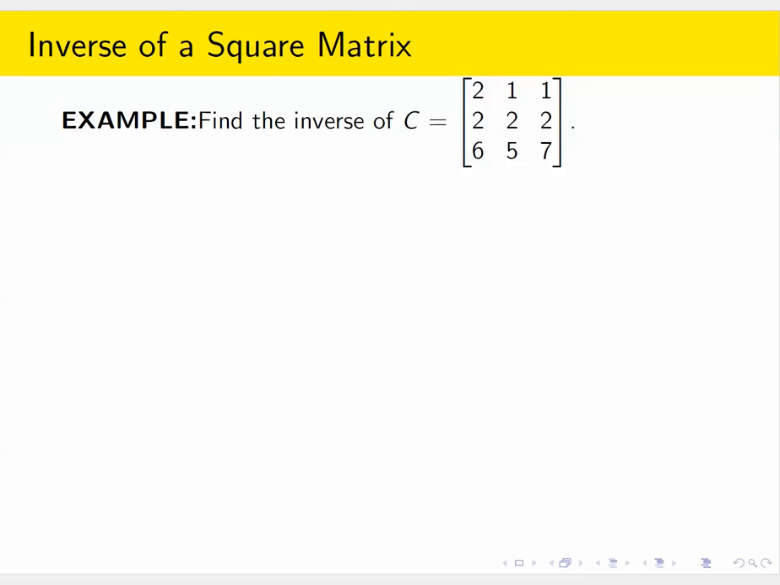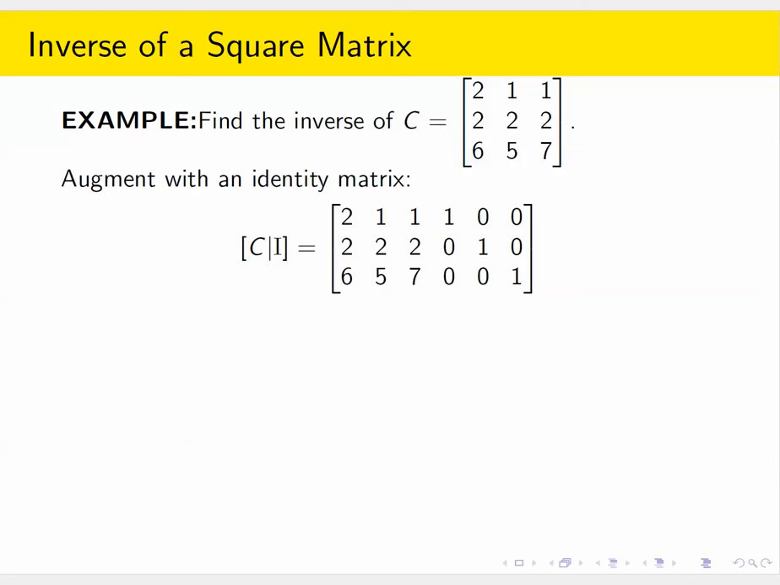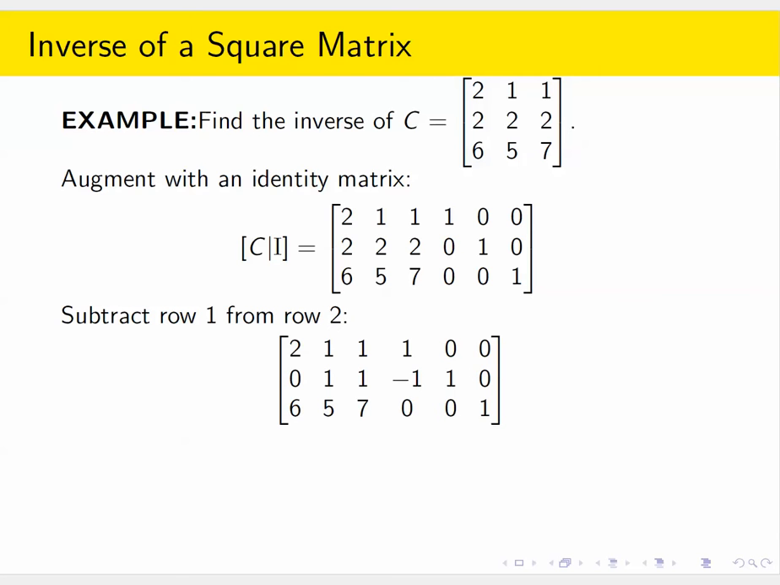Let's look at another example with a bigger matrix. So we'll find the inverse of a 3 by 3 matrix. Here's the matrix C. So I start by forming the augmented matrix with C on the left side and an identity on the right side. And then I want to perform elimination, and to make this 2 into a 0, I can subtract row 1 from row 2.